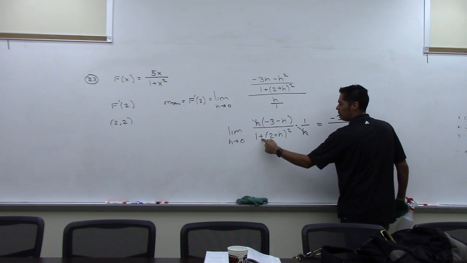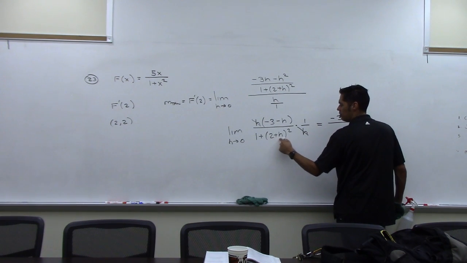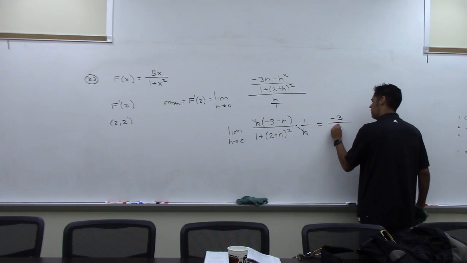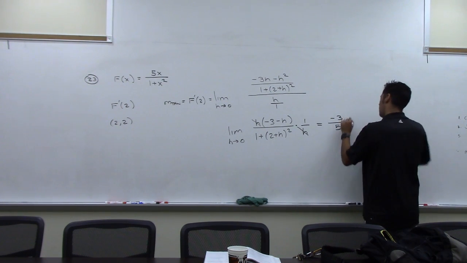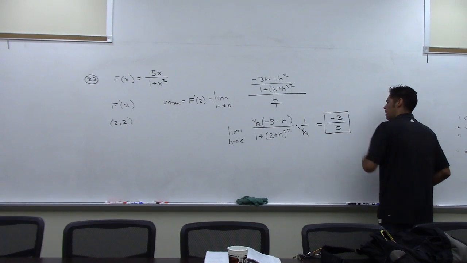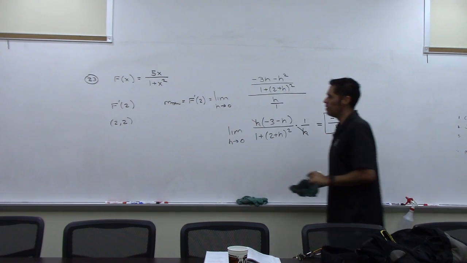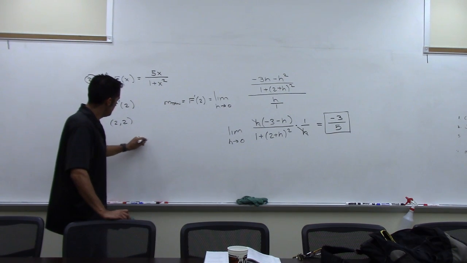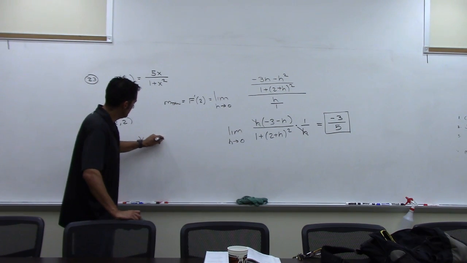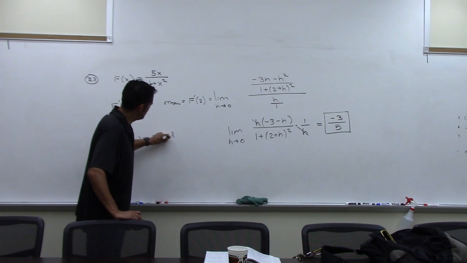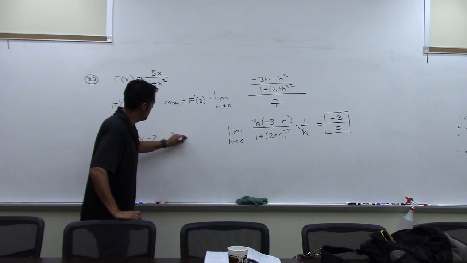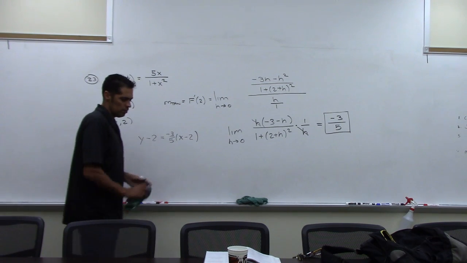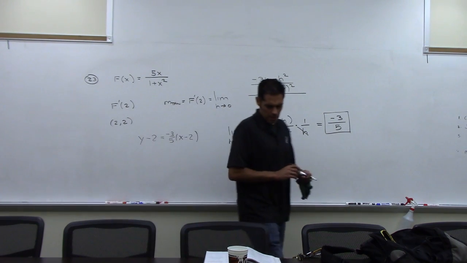And then I have 1 plus. Now if this is 0, this is just a 2. 2 squared is 4. So 4 plus 1 is 5. So negative 3/5 is my slope of my tangent line. So now the equation, y minus y1 equals m, negative 3/5, times x minus x1. And then you could solve for y if you wanted to. All right.